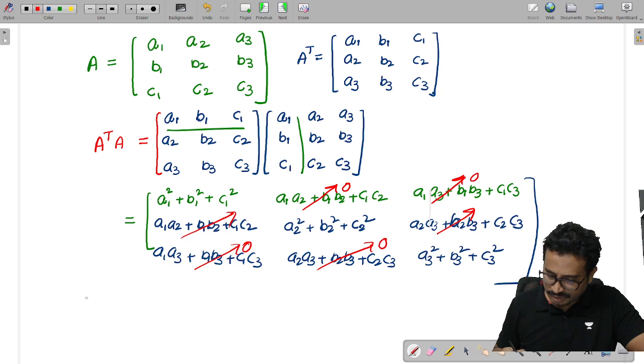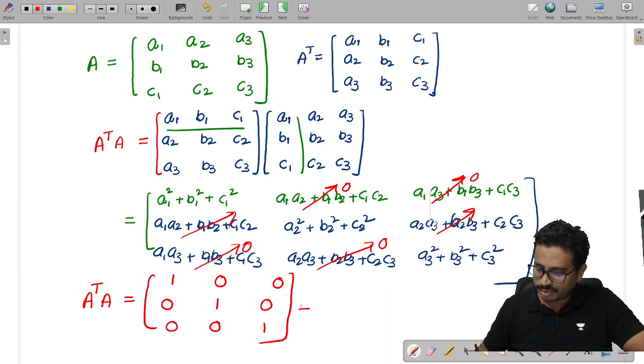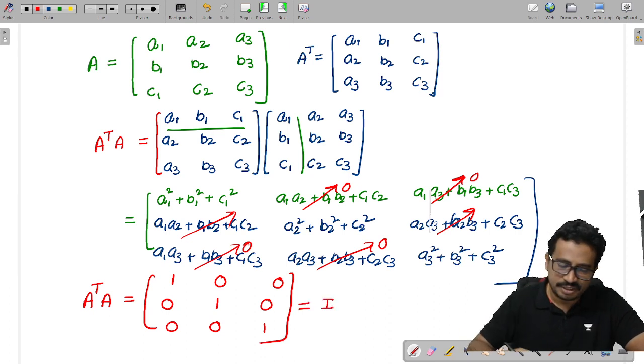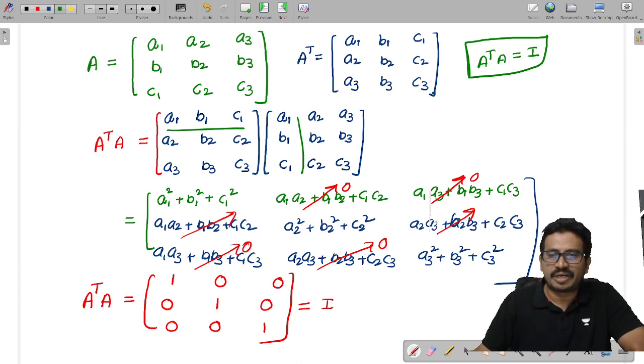Now you can see here, that is A into A transpose into A. See what I will get now here. This is 1 0 0 0 1 0 0 0 1. So this is nothing but the identity matrix. So that means here, A transpose into A is nothing but the I matrix.